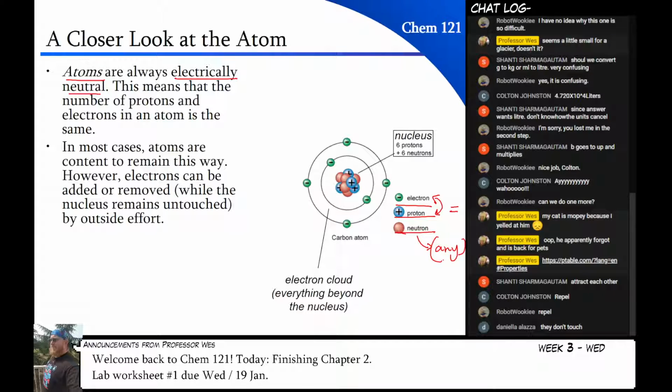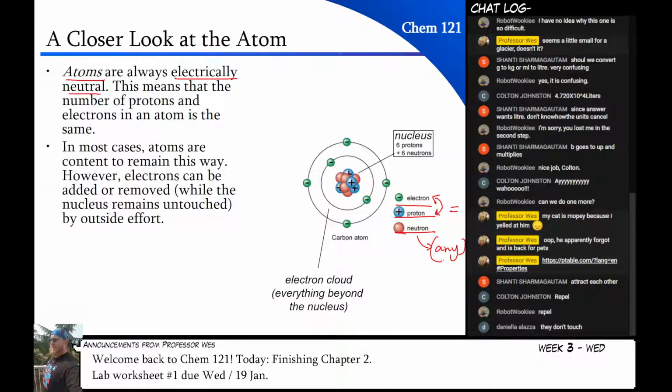Now, in most cases, atoms do not care to gain or lose their electrons unless we expose them to specific conditions. For example, if we give atoms lots of light, light is a form of energy and they can absorb that. Or we could give atoms heat and they can absorb the heat as energy. Or we can expose them to other atoms that may have a reaction.